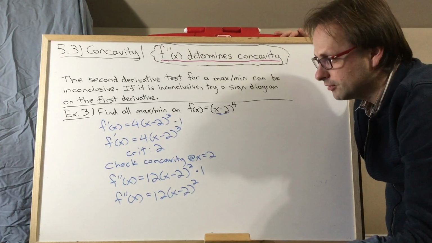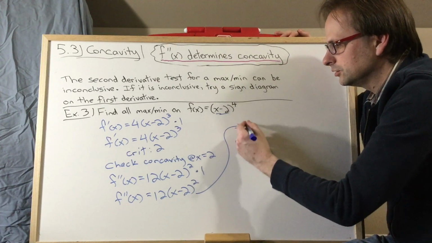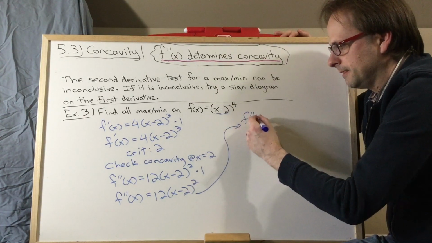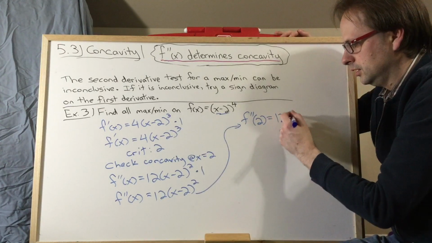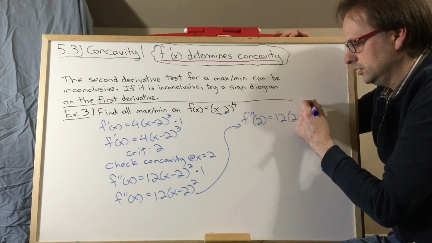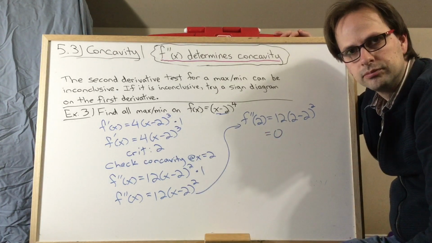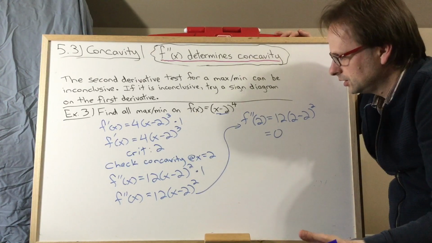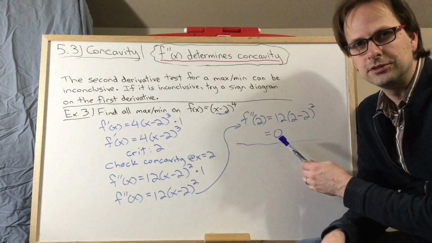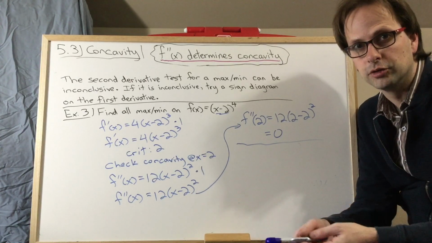If I check the concavity now at 2, that would mean plugging 2 into the second derivative. Okay, so 12 times (2 minus 2) all squared. Oh no! It gives us 0. So we don't know if it's concave up or down at this point. Since this second derivative test is inconclusive, we're going to go back to the first derivative.